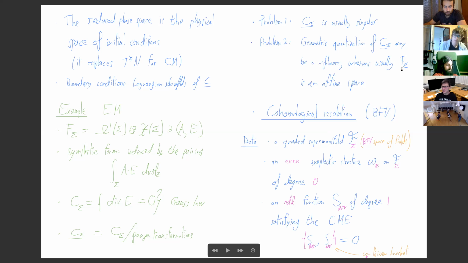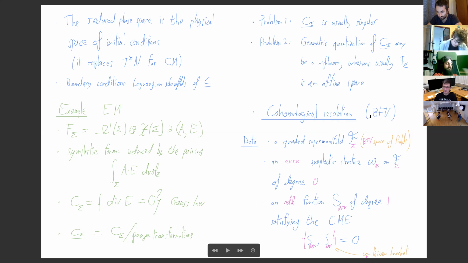So on this space F sigma, everything is simple. It's an affine space with a constant symplectic structure, whereas on the symplectic reduction, you get something very complicated. And even worse, very often the symplectic reduction is singular. So it is not a good idea to go to the quotient. The good idea is to do a cohomological resolution. And this is what Batalin-Vilkovisky and Fradkin-Vilkovisky did.